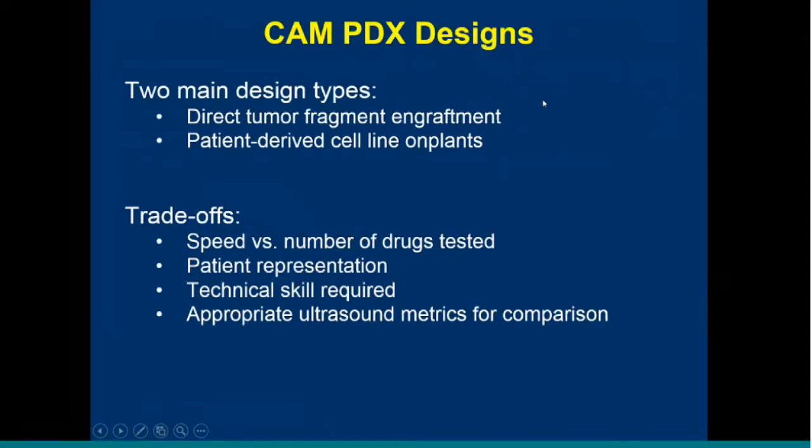So onto PDX designs, we have two main design types. One involves the direct tumor fragment engraftment, so we take patient tumor samples and directly engraft them onto the CAM. And the second type involves the production of a patient-derived cell line for implants onto the CAM. Implants is just an in-lab term that is synonymous with engraftment, so I may be using these interchangeably during the presentation. These two PDX design types represent a trade-off between the speed of the study versus the number of drugs that can be tested, the overall patient representation, the technical skill that's required, and the appropriate ultrasound metrics that can be used for comparison. I'll be going over this in a bit more detail when we focus on each individual type.